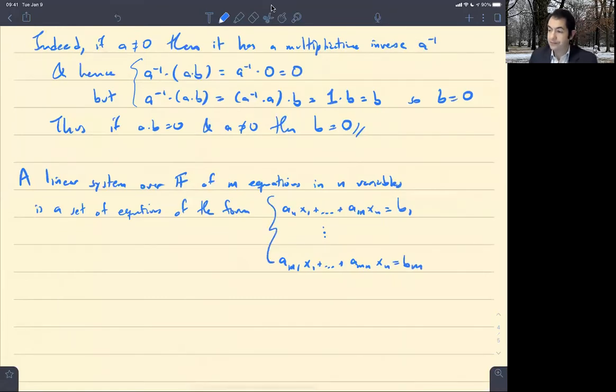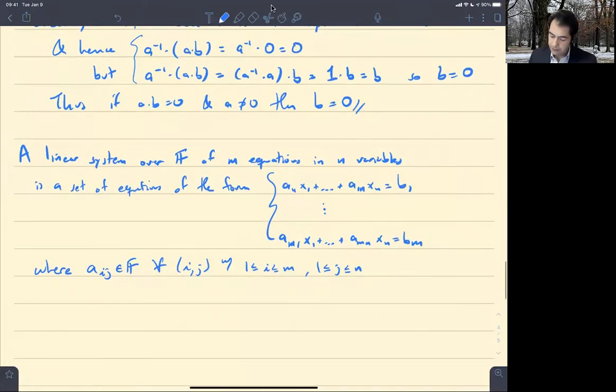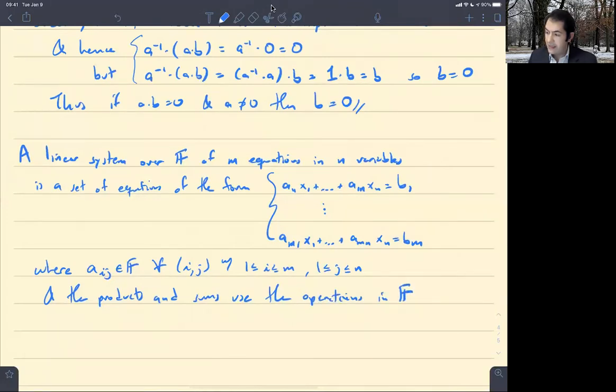Right? So this is where every coefficient aij is an element of the field, so for all i, j with i between 1 and m, and j between 1 and n. And the products and sums in this expression are using the operations in F. Okay.